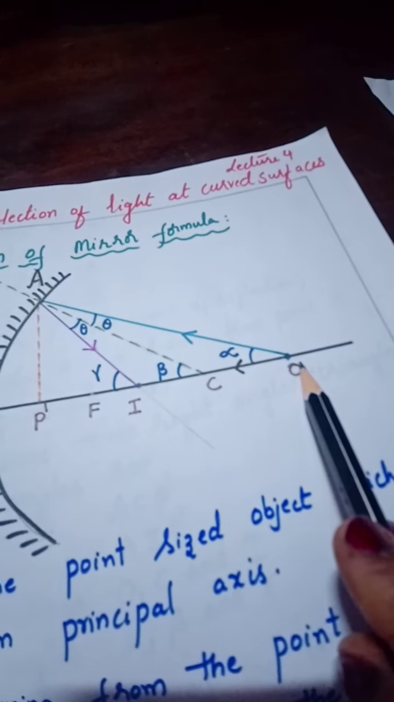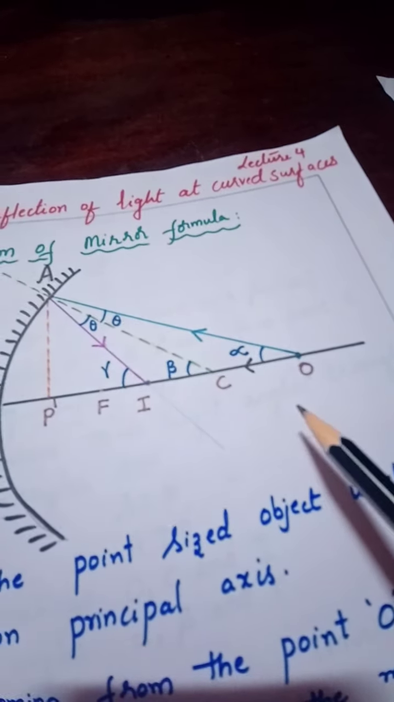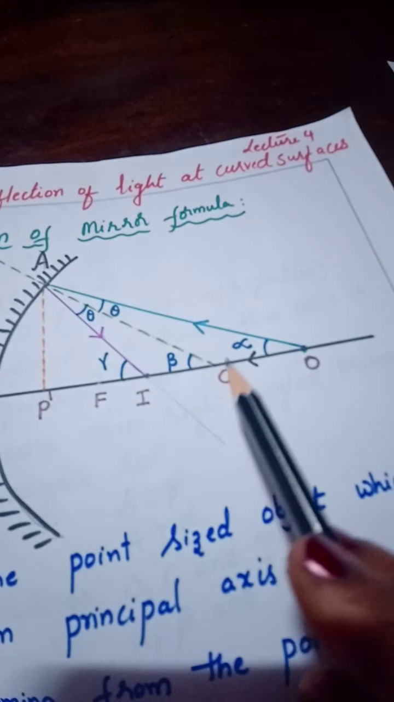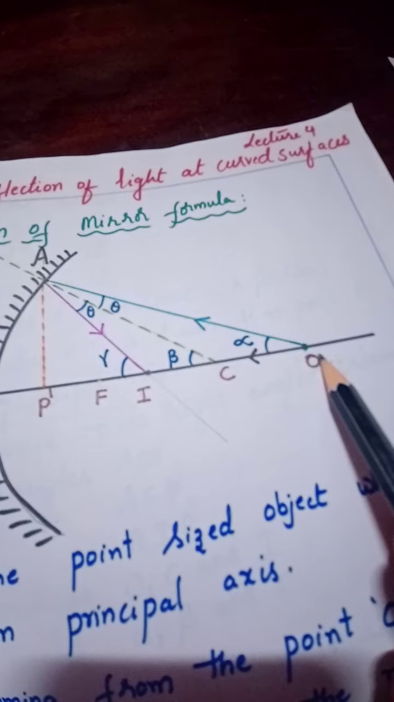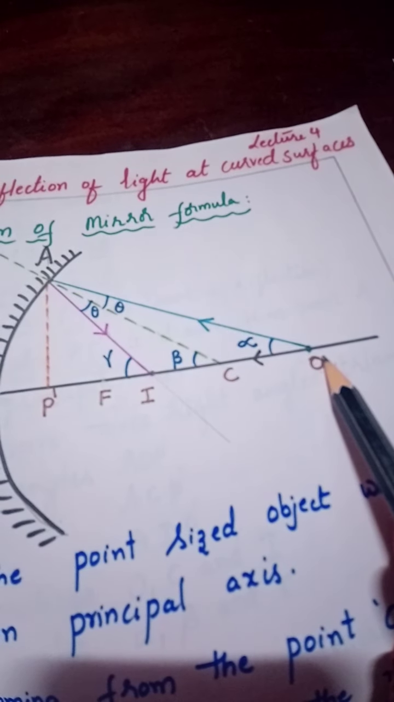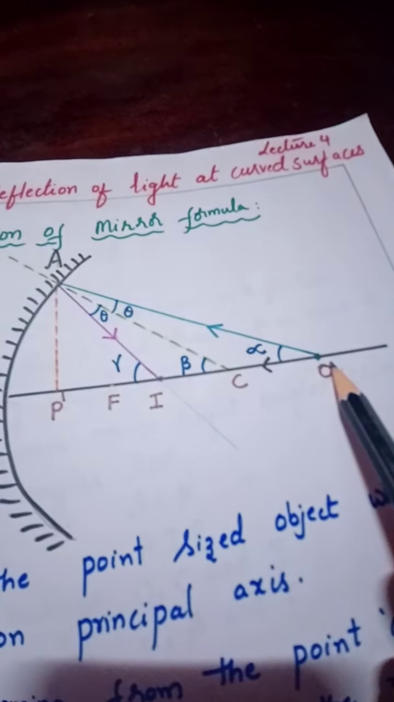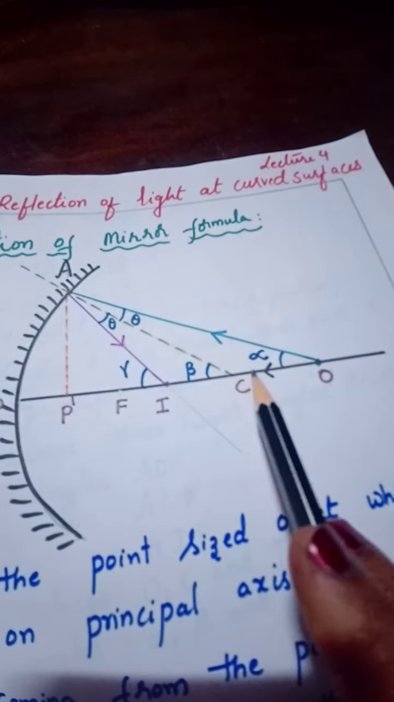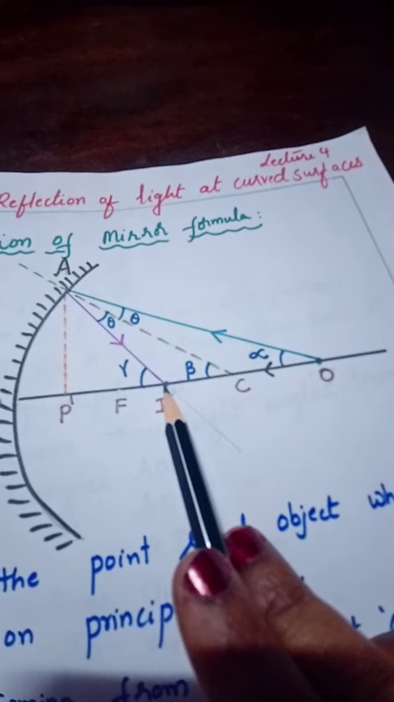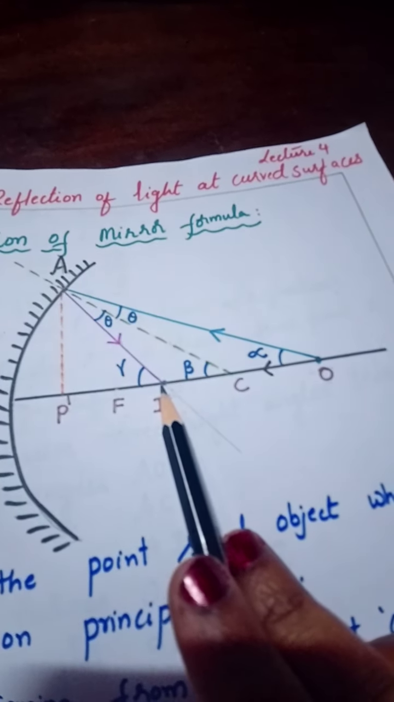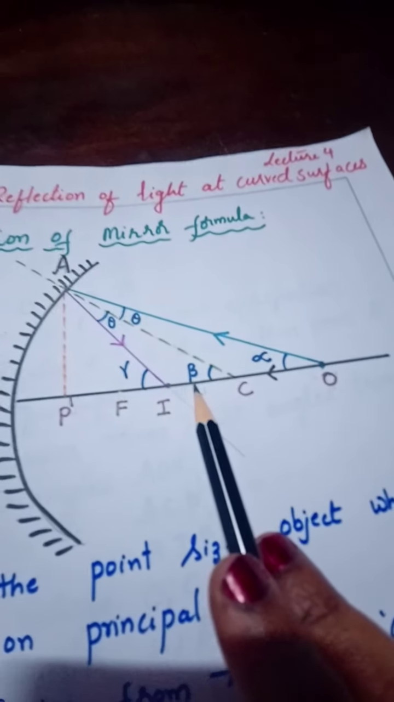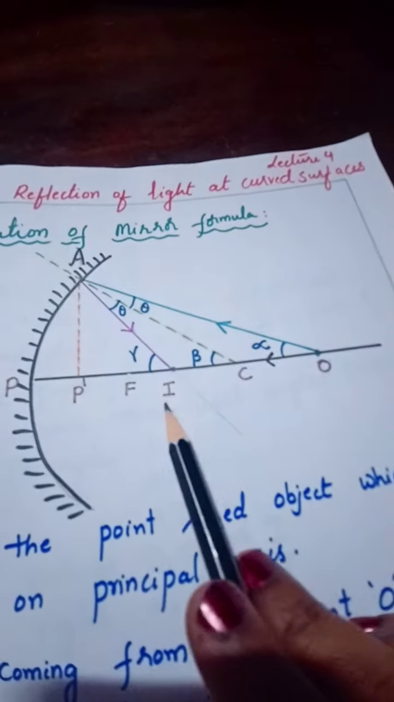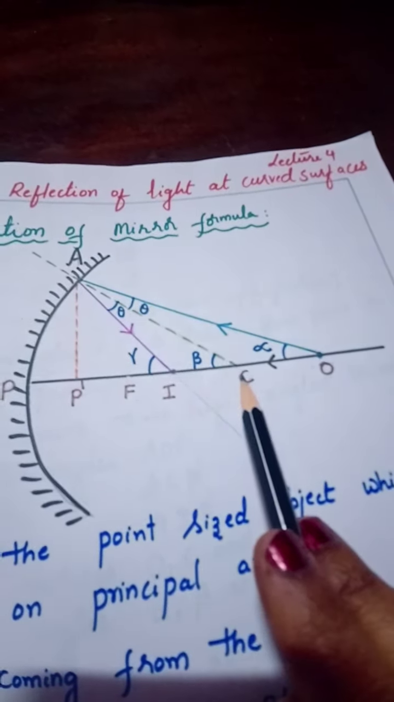So according to our previous ray diagrams, what we have learnt, when an object is placed beyond the center of curvature, then where do we get the image? Yes, we get the image between F and C. This is F and this is C. It is not compulsory to take exactly the middle of F and C; anywhere between F and C we can take. So here we get the image between F and C.